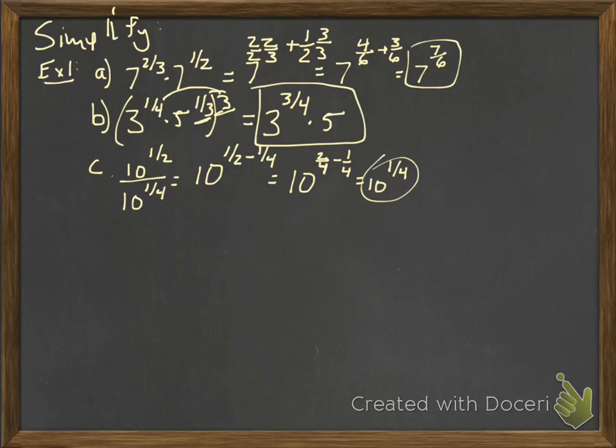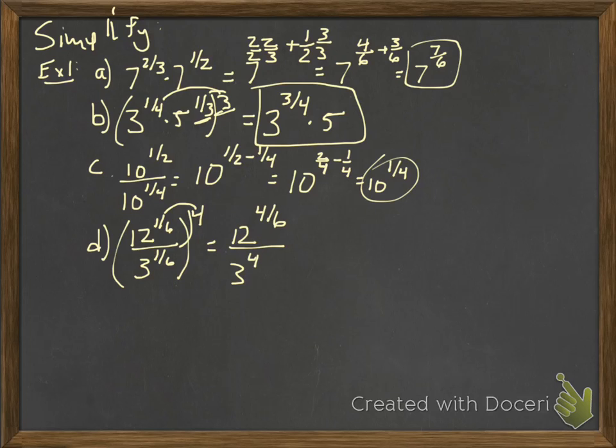Let's do one last example of this type. Let's say I have 12 to the power 1/6 over 3 to the power 1/6, and I'm raising that all to the 4th. What I'm going to do is, I guess there's a couple things I could do, but just to illustrate the power of a quotient, I'm going to distribute that 4 to both numerator and denominator, giving me 12 to the 4/6 power and 3 to the 4 over 6 power. I can reduce that power to 12 to the 2/3 and then 3 to the 2/3.